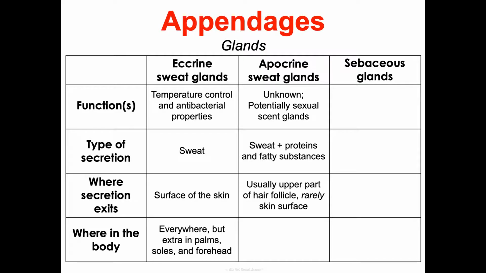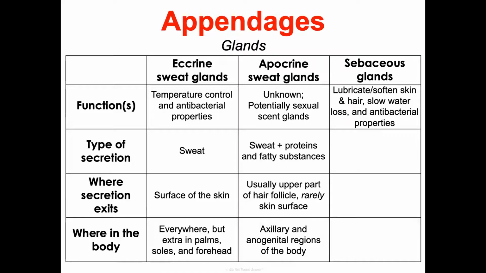This sweat is secreted usually in the upper part of a hair follicle. Rarely will they just secrete right onto the skin surface. So again, in the pictures, you're looking for it attached to a hair follicle. And where are they in your body? They're in your axillary, which is your armpits, and then your anogenital regions of your body, which is around your anus and your genitalia, like the name suggests.